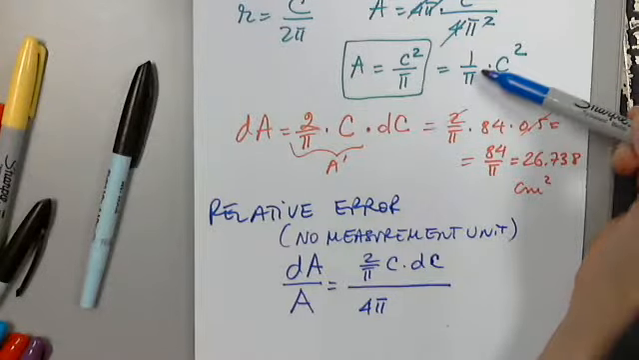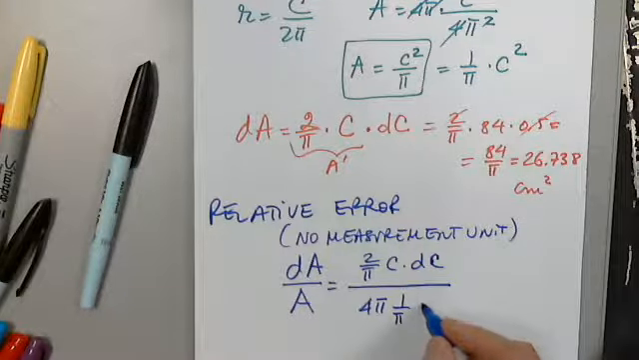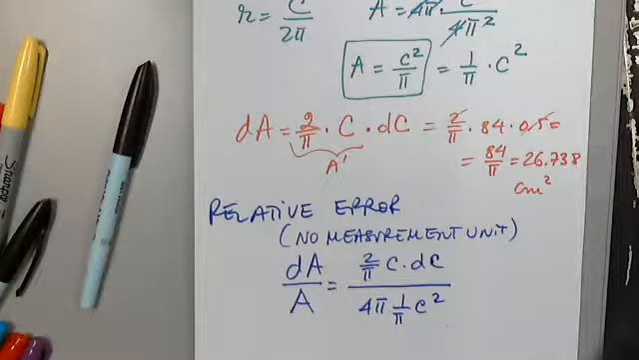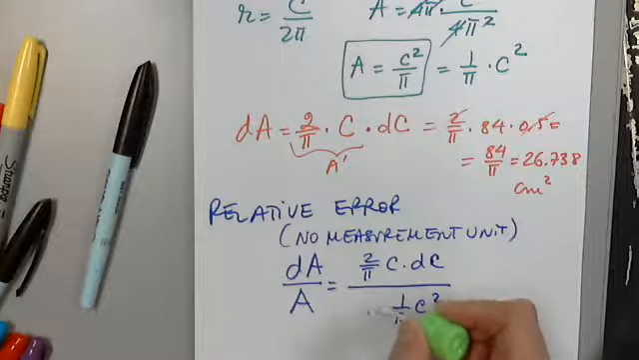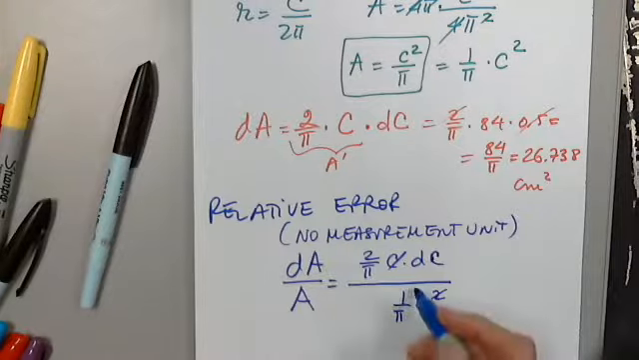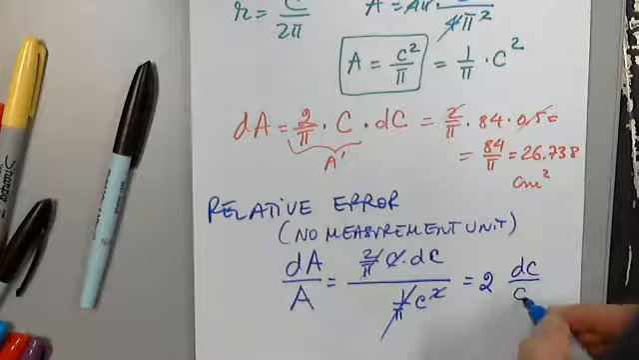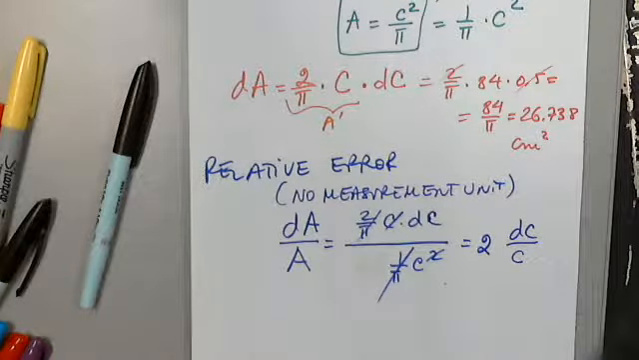I'm going to copy just this. I don't need to copy anything else. It's already simplified here. So 1 over pi times c squared. I'm going to erase the 4 pi. I had it right here under my nose. I copied it from above. Good. So after I simplify a c with a c from the top and 1 over pi with 1 over pi, I get 2 dc over c. So what does this mean? And then we'll calculate it.